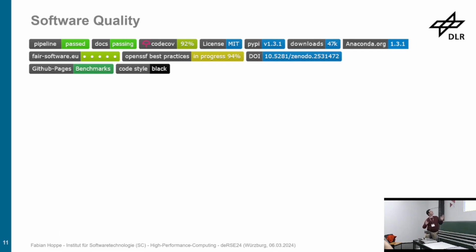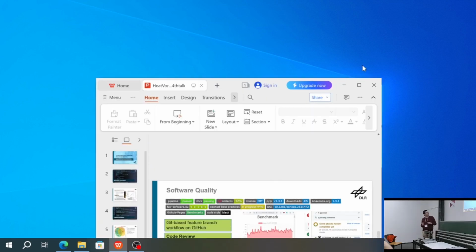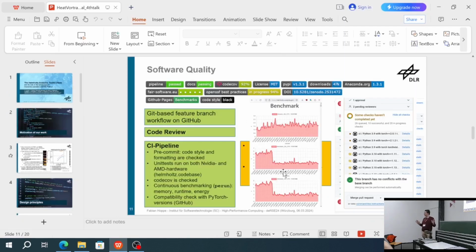Okay, so I can just tell you, we have different measures of ensuring quality. We use the Helmholtz code-based infrastructure for doing tests both on AMD and NVIDIA hardware. That sounds cool. The only problem is it's a single GPU only. It would, of course, be really cool to test that on a real HPC system, not only sporadically, but really to have the CI running on an HPC system. But I guess you all know that's not that trivial.